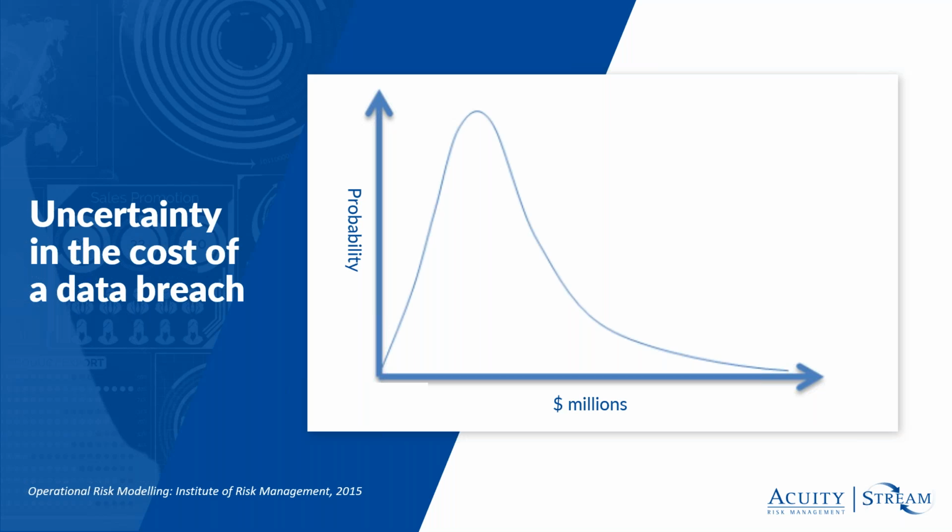But of course, there's uncertainty in the cost of a data breach. And we found from experience and practice that the probability distribution of the cost of a data breach looks something like this. There's a most likely cost from a breach, but there's also a possibility that it could be less, and a small probability that it could be very much higher. Now, if we had lots of historical data within our organization of similar breaches in the past, we could perhaps plot this type of distribution, but many organizations don't have that.